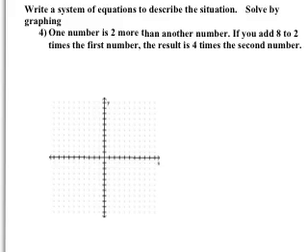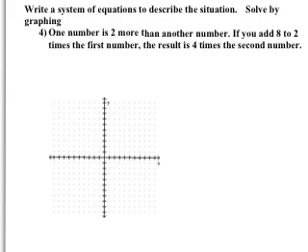Okay, number 4. Write a system of equations to describe the situation. Solve by graphing. Here we have a sentence. One number is 2 more than another number. If you add 8 to 2 times the first number, the result is 4 times the second number. This is a translation, and we're going to get a system of equations. So most likely, we're going to get 2 equations out of this, 2 lines, and we'll be able to see where the 2 lines cross.